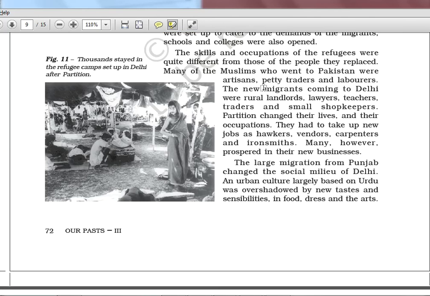After all these partition problems, many of the Muslims who went to Pakistan were artisans, petty traders, and laborers. The new migrants coming to Delhi were rural landlords, lawyers, teachers, traders, and small shopkeepers. Partition changed their lives and their occupations. They had to take up new jobs as hawkers, vendors, carpenters. So some people's lives degraded, some people's lives improved.